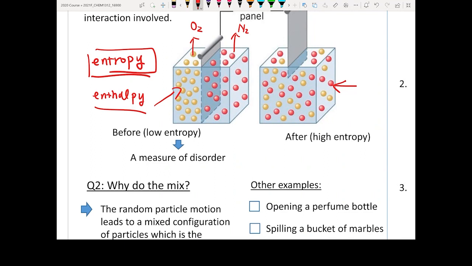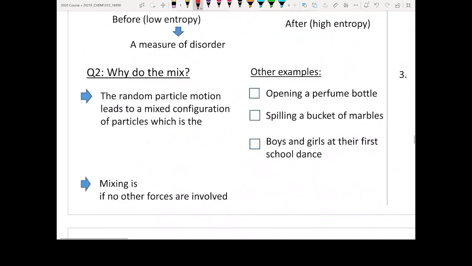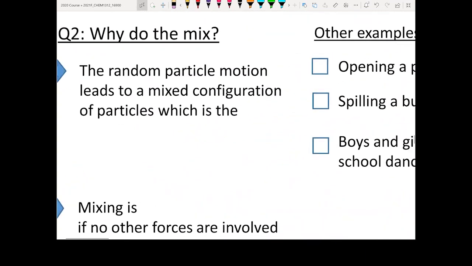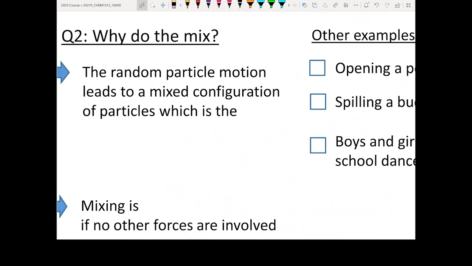So this makes the mixing process a spontaneous process. It's going to happen naturally. All right, so that leads to here. Okay, so why does the mixing happen? It's because in random particle motion, these two make the configuration of particles, which represents the entropy, right?